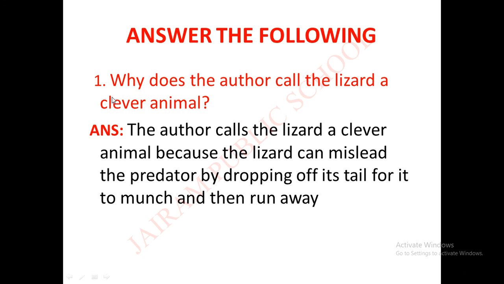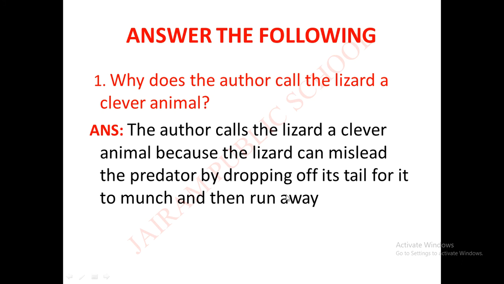What is the first question they have given here? Why does the author call the lizard a clever animal? Do you know why? What is the reason? Repeat all of you. What is the answer for this question? The author calls the lizard a clever animal because the lizard can mislead the predator by dropping off its tail for it to munch and then run away.